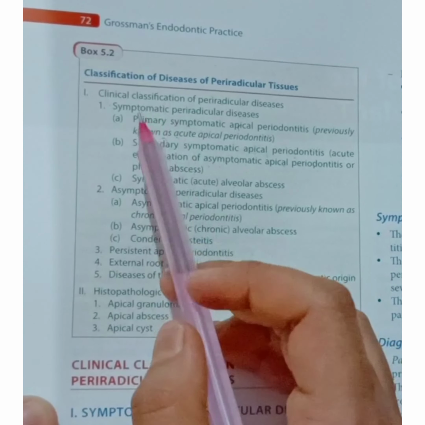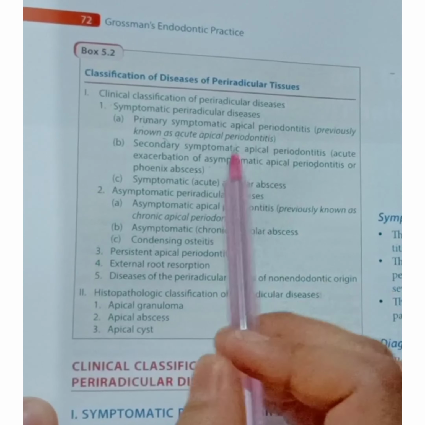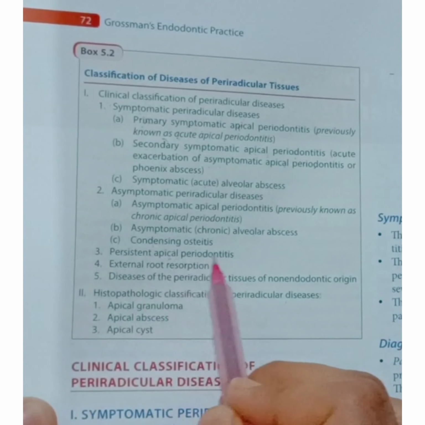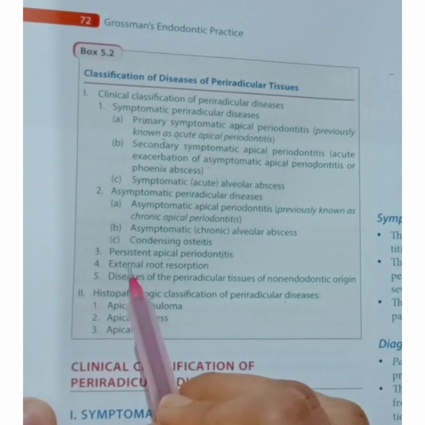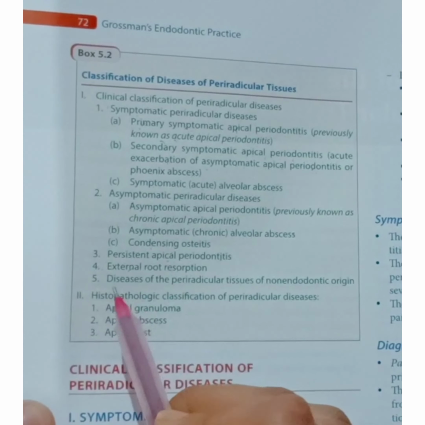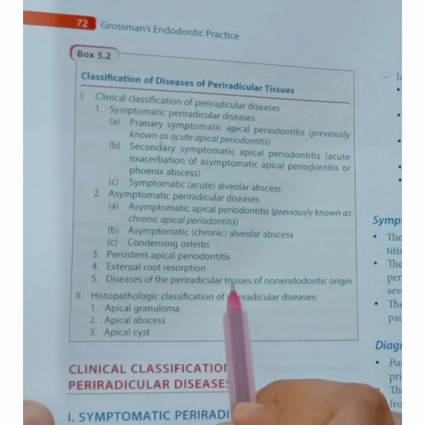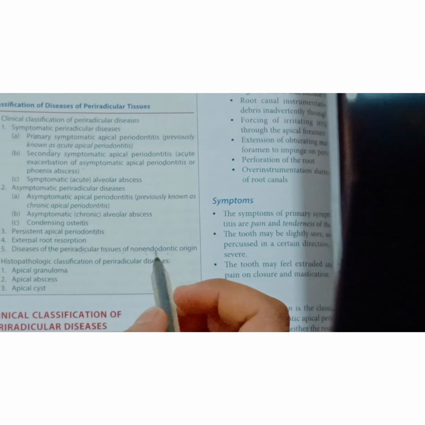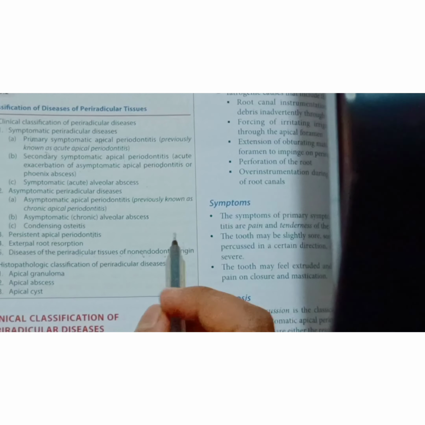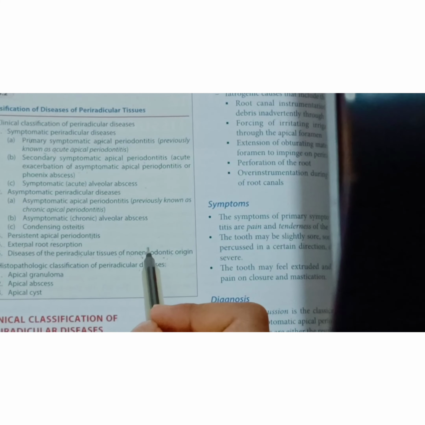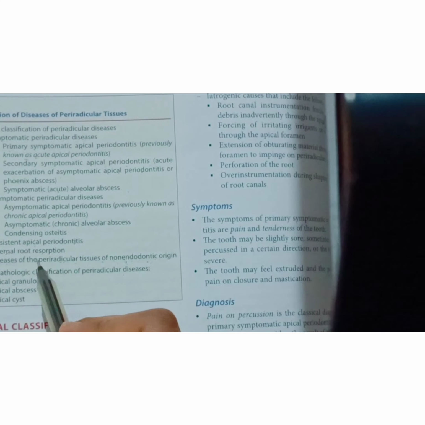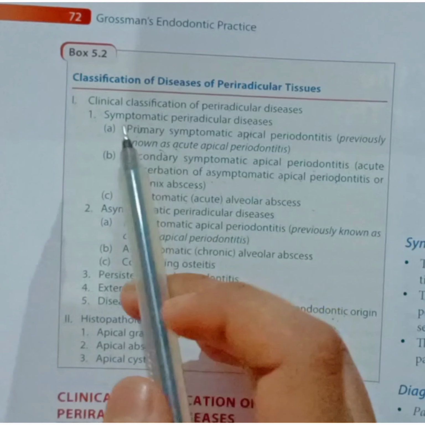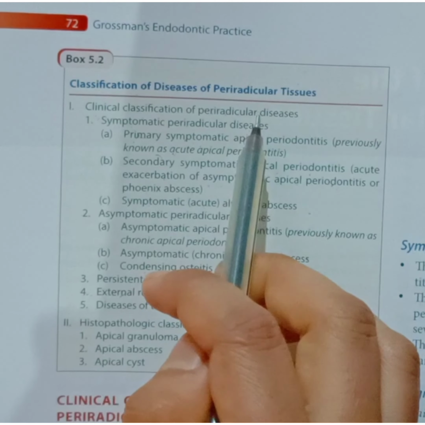First one was symptomatic periradicular diseases, then asymptomatic periradicular diseases, then the third one is persistent apical periodontitis, the fourth one is external root resorption, and the fifth one is diseases of periradicular tissues of non-endodontic origin. Since these are of non-endodontic origin, the pulp will be vital, hence a positive vitality test. Examples: dentigerous cyst, OKC, etc. That was the clinical classification of periradicular diseases.